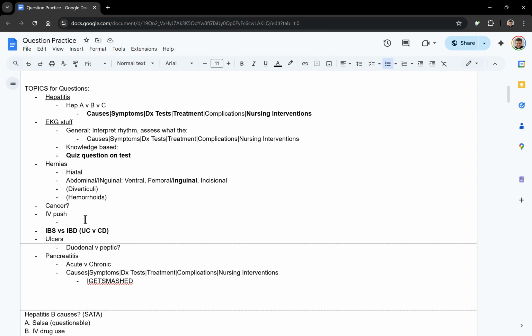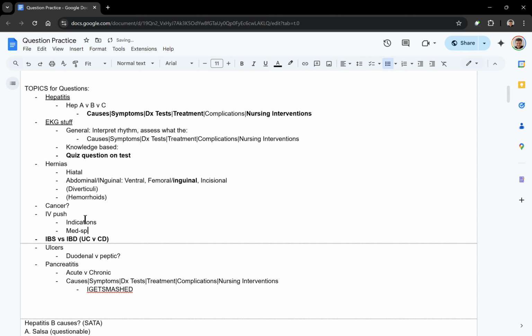For the meds, you're going to know what the indications are in general, so med-specific stuff, but then there are indications for IV push. Why do you need to give IV push medications versus a PO medication? Faster absorption. Yeah, there's faster onset, and what else?